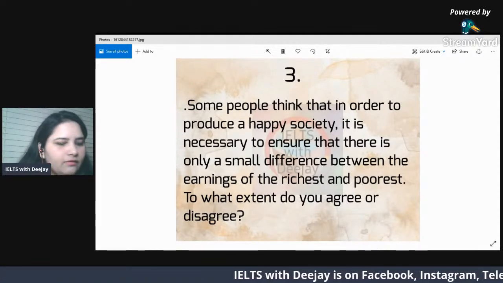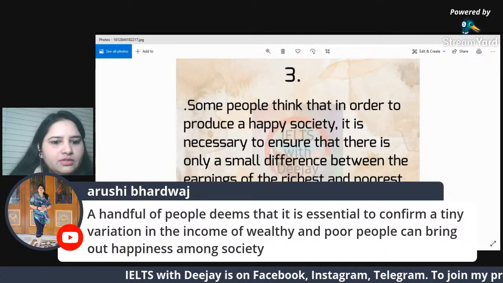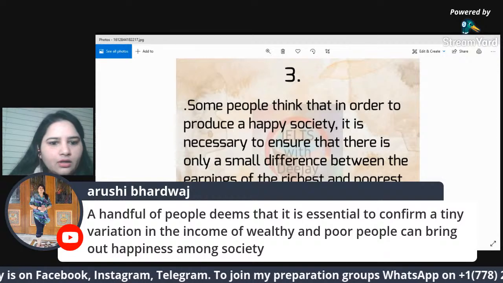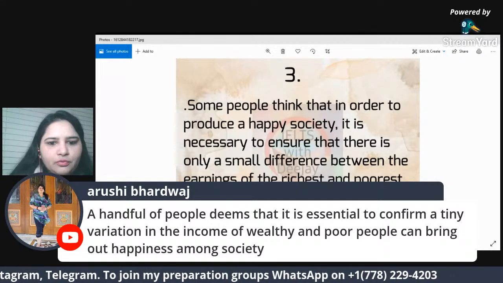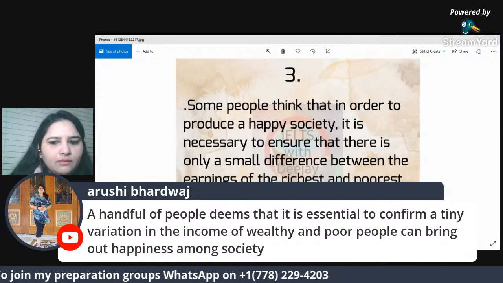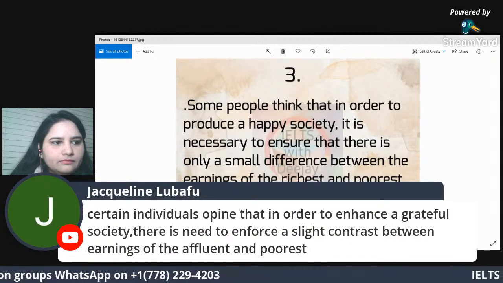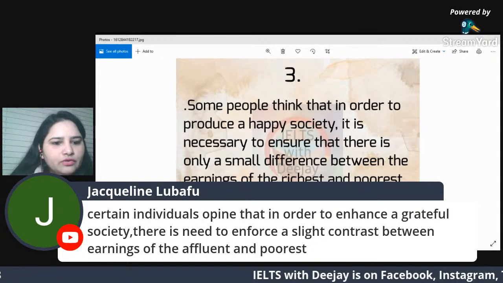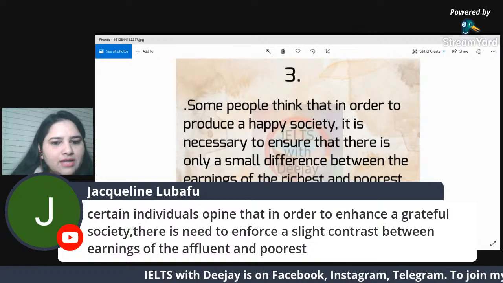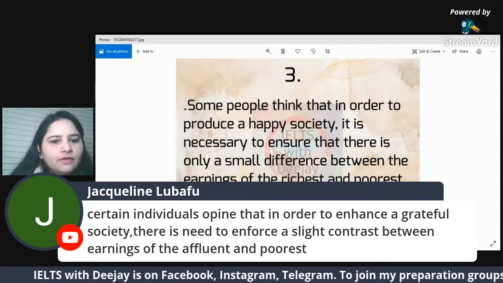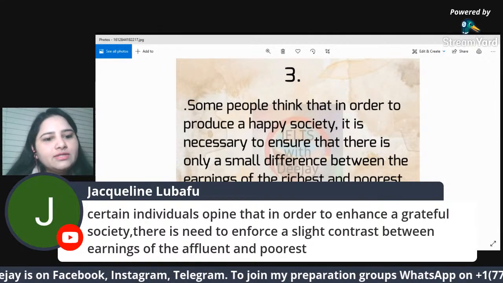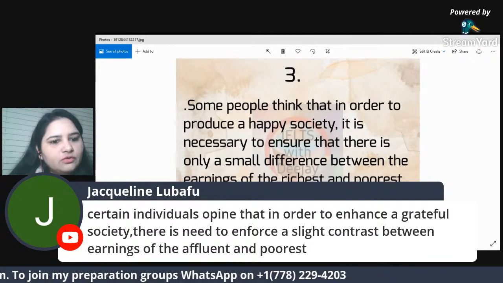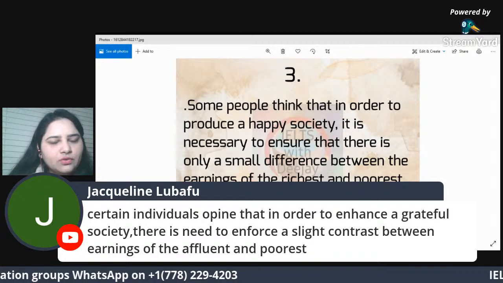Okay, we have two more comments. A handful of people deem that it is essential to conform. This is what you wrote earlier as well. Tiny variation, how wealthy or poor people can bring out happiness among society. Next is, certain individuals opine that in order to enhance a grateful society, there is need to enforce a slight contrast between earnings of the affluent and poorest. It's not poorest, it is destitute, because we have to change the words. So you will write destitute here.